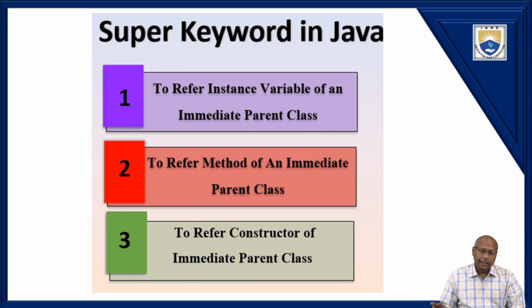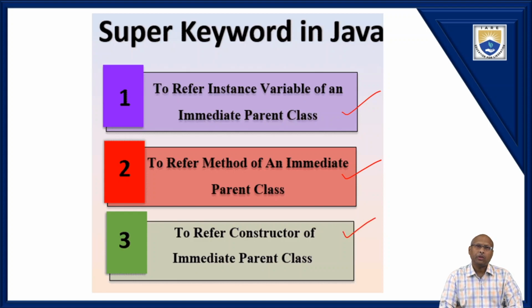Super keyword can be used in three different places or for three different purposes. First one is to refer to an instance variable of an immediate parent class. Whenever you want to call the parent's instance variable, you can use the super keyword. Similarly, to refer to a method of the immediate parent class, that means if you want to invoke the parent's method, there also you can use the super keyword. Similarly, to refer to the constructor of the immediate parent class, there also you can use the super keyword.